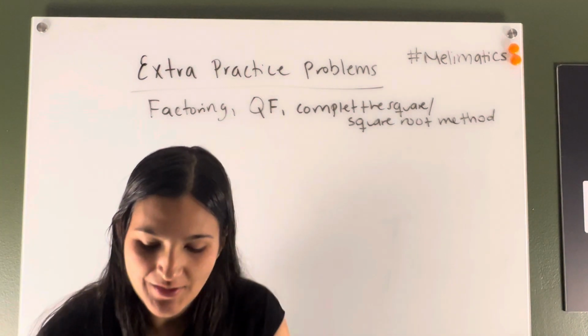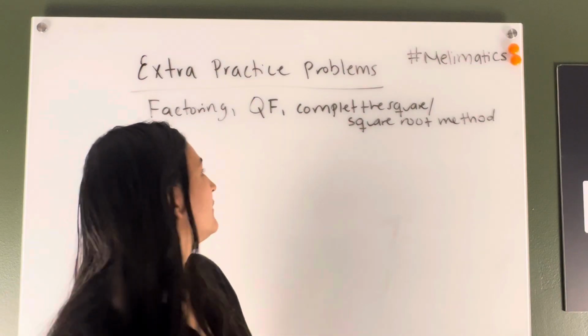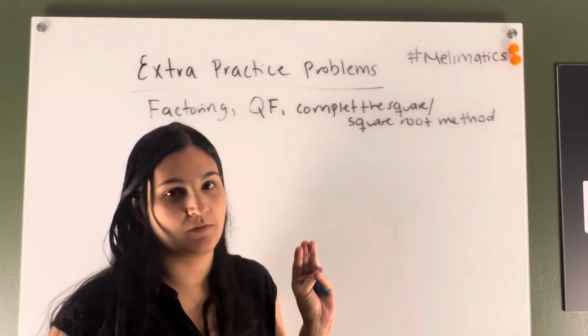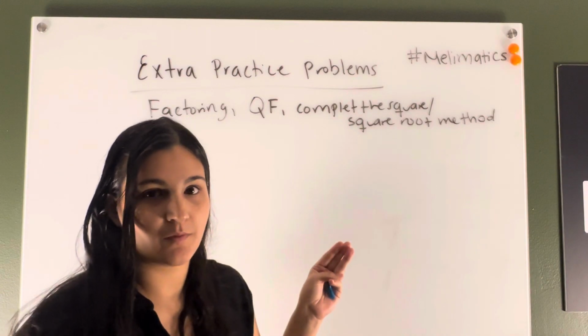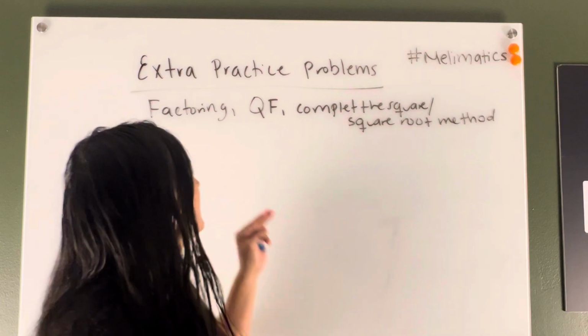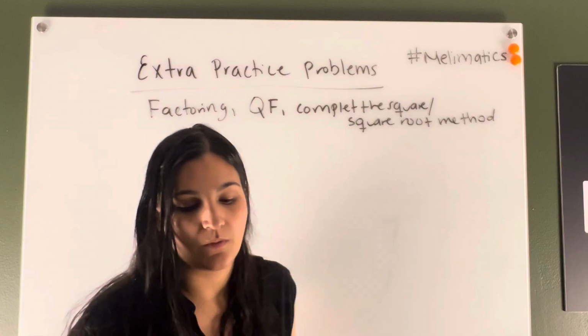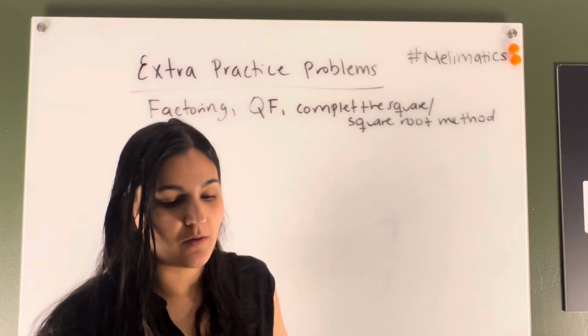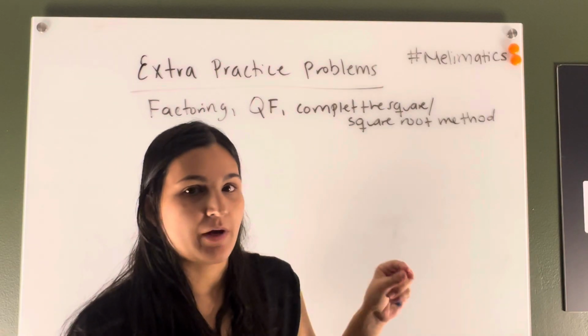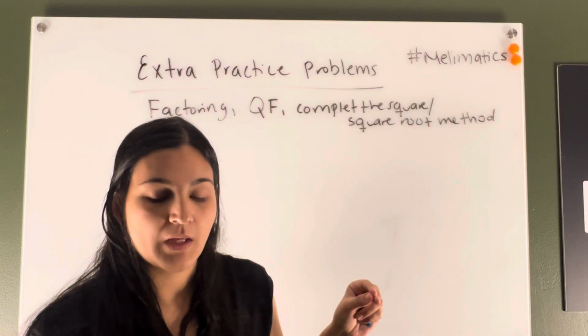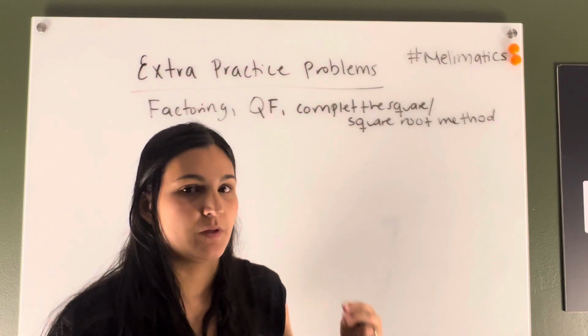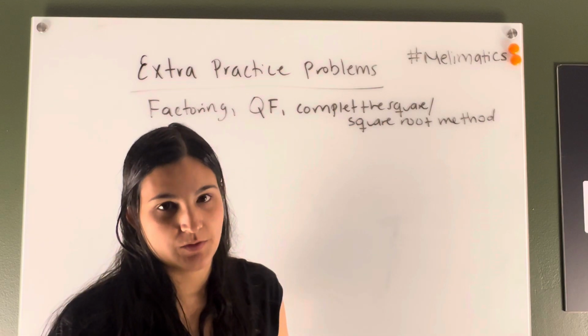Hi students, so we are going to review a little bit of the 3 common methods for solving a trinomial, specifically a quadratic function. So we have factoring, quadratic formula, and complete the square. So we're going to check some out, and let's always try factoring first if possible. And if that doesn't work, then we'll move on to either quadratic or complete the square.